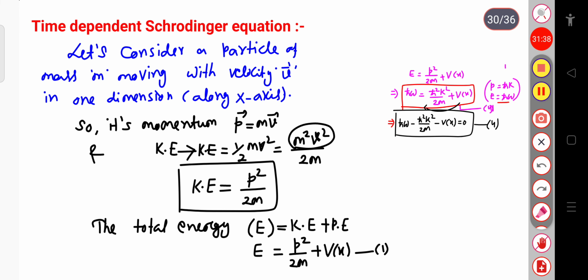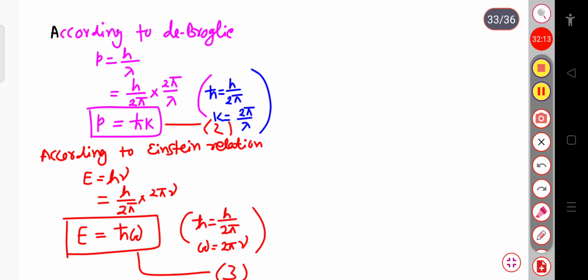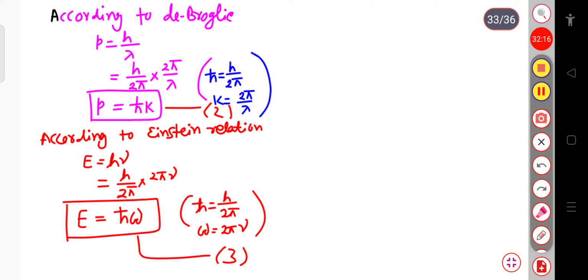First of all, we consider a particle moving in one direction, suppose along the x-axis. The particle has mass m and moves with velocity v, so its momentum is p equal to mv and its kinetic energy is half mv squared, which we calculated as p squared by 2m. So the total energy is p squared by 2m plus V of x, and according to the de Broglie relation p equal to ħk, and according to the Einstein relation E equal to ħω.